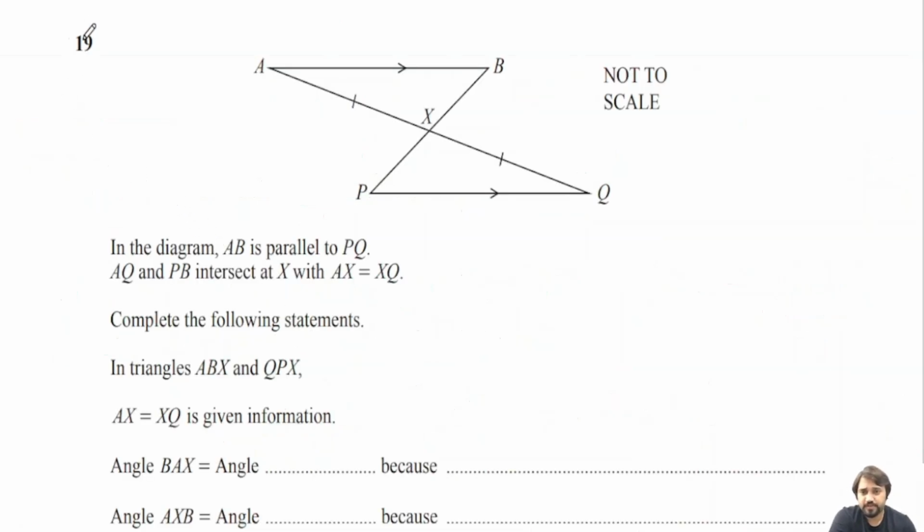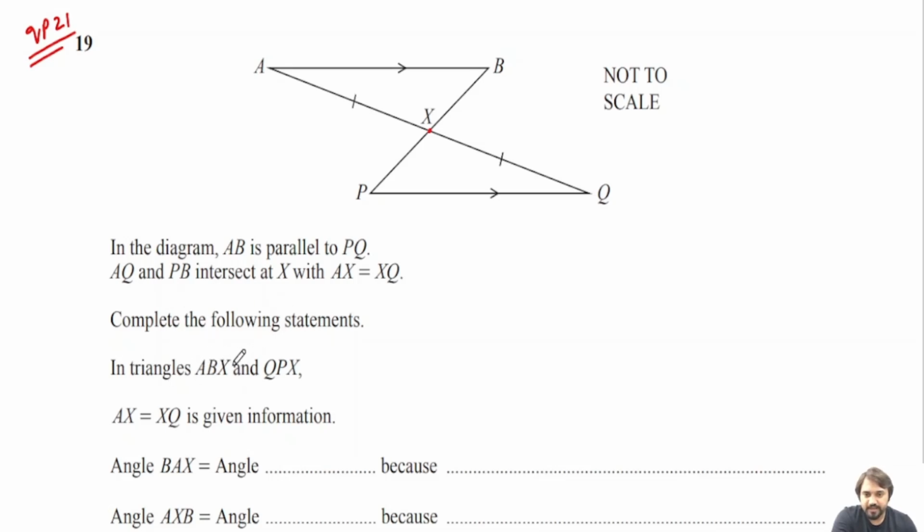Now the next question is question 19 of the same paper, that is QP 21. Question 19. In the diagram, AB is parallel to PQ. So this line AB is parallel to line PQ. AQ and PB intersect at X with AX equal to XQ. AQ and PB intersect at this point, and this point has the name X. It means AX from A to X and X to Q, these lengths are equal. We have to complete the following statements.